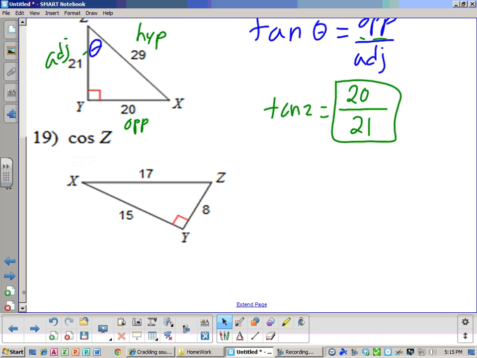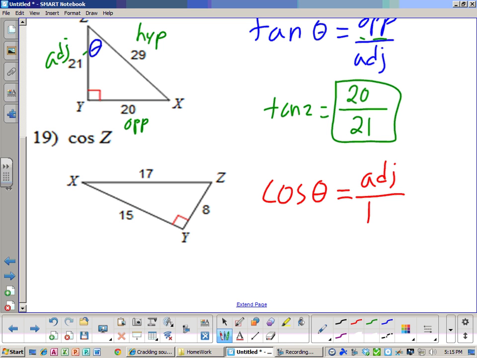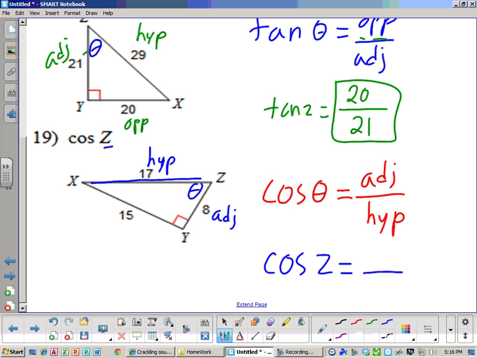19. Cosine of any angle is adjacent over hypotenuse, right? So I'm going to say then the cosine of Z has to be equal to adjacent. Whoa, we got to put my things down for that. There's my theta at Z, right? Which means that's my hypotenuse. That's the easiest spot, right? The longest side. And this must be my adjacent because it's right next to the angle. And this will be my opposite. All right, so cosine of Z is equal to adjacent, which is 8, over hypotenuse, which is 17. And there's my answer. Very nice.